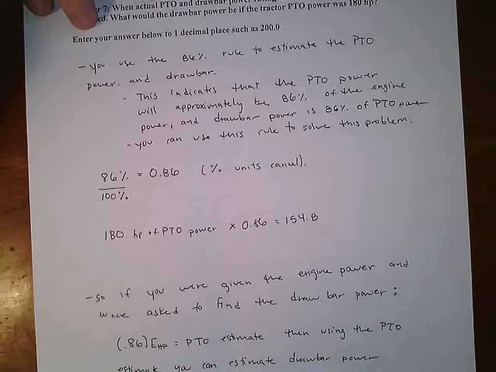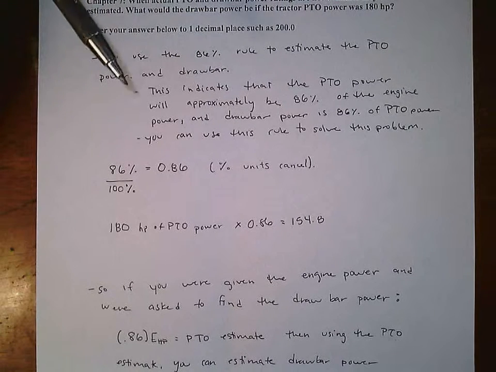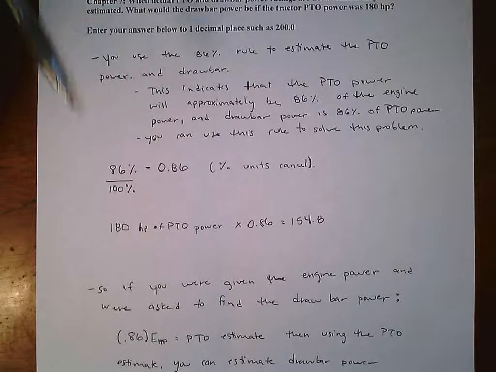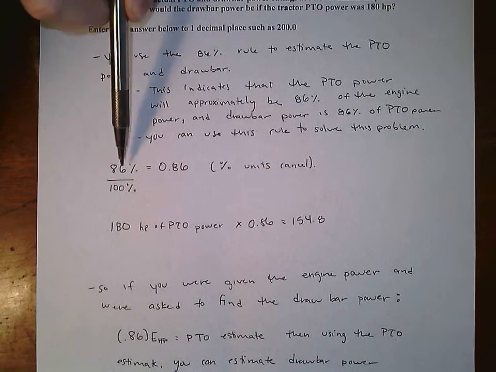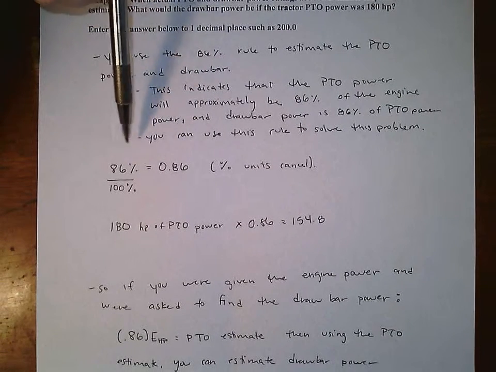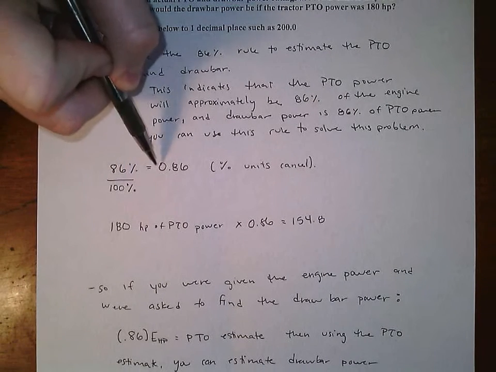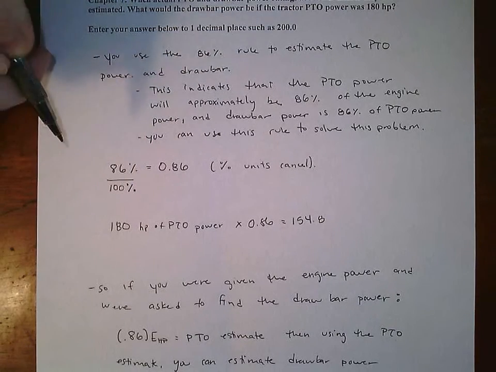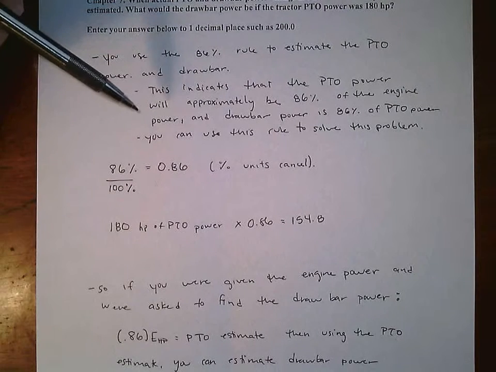Just keep in mind that this isn't as accurate as the drawbar power that you would have been given by the company. So how you determine this is you need to convert the 86% to decimal form. You do 86% divided by 100% to get 0.86 because the percents cancel out, and then it gives you a percent in decimal form.